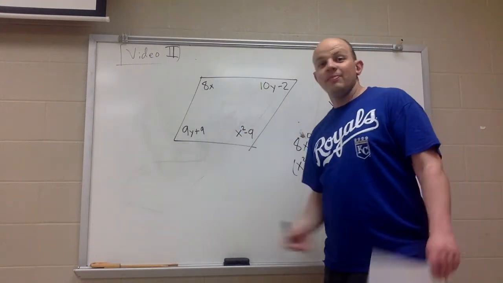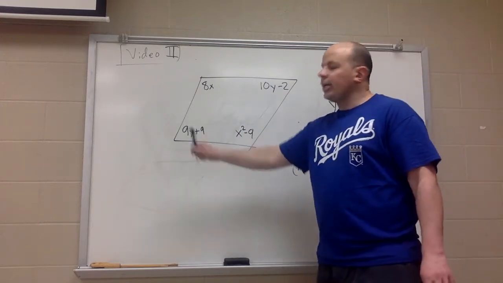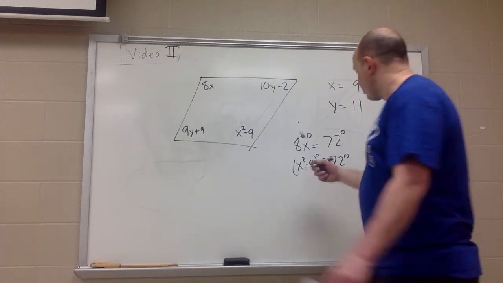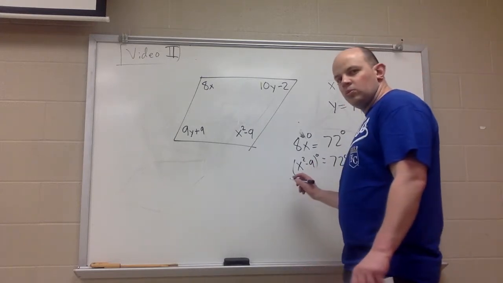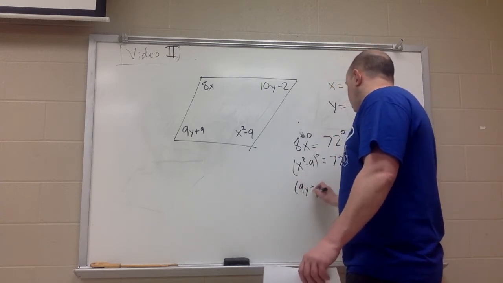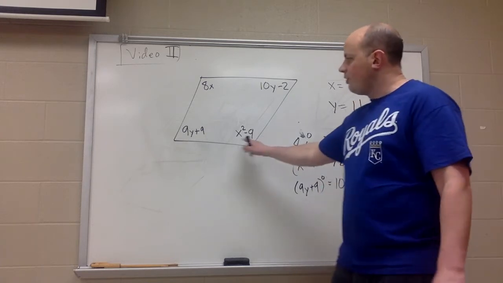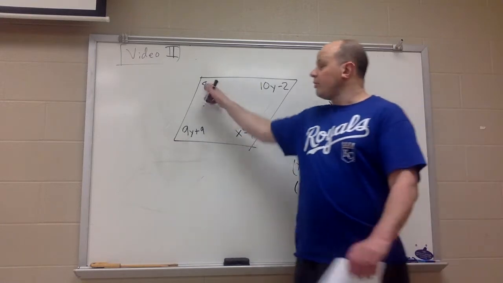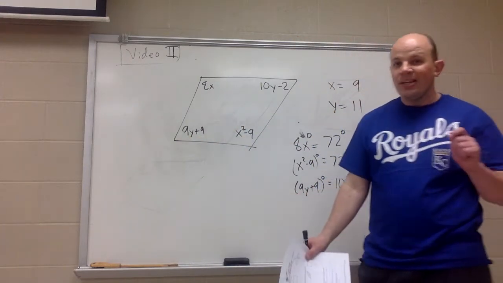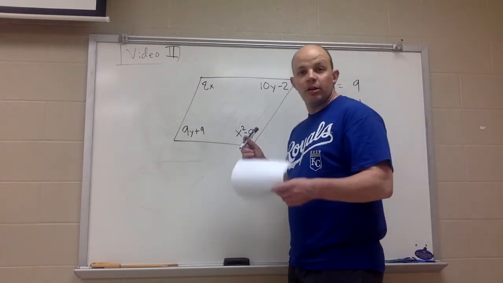If these are congruent, then it's a parallelogram. If not, it's not. Let's check. 9 times 11, 99. Plus 9, 108. Cool. Ooh, is that enough information right there? And the truth is, it is. Because why? 72 and 108 is supplementary. Remember, one of the definitions was, if one angle is supplementary to its 2 consecutive angles, therefore it's a parallelogram. Boom, it's already a parallelogram.